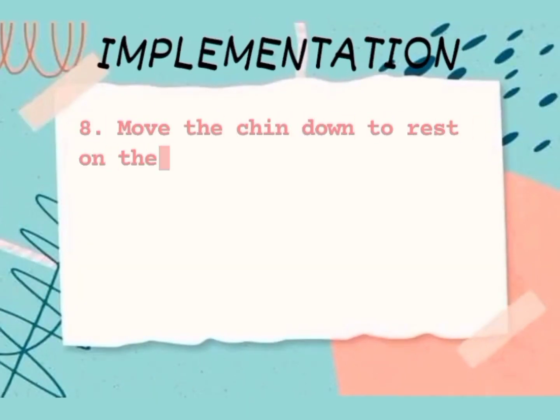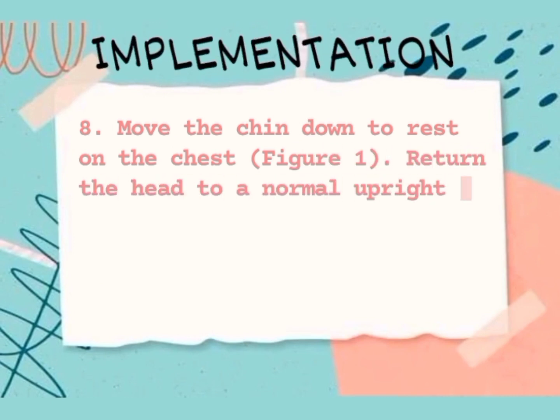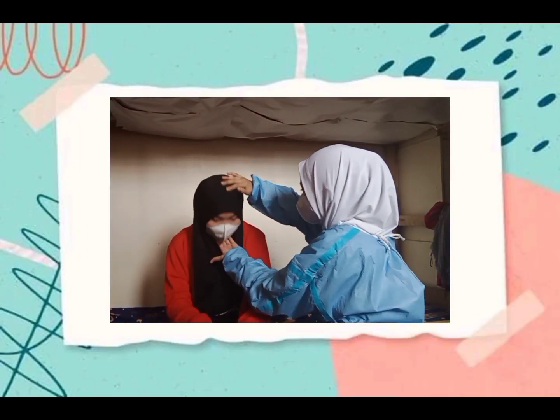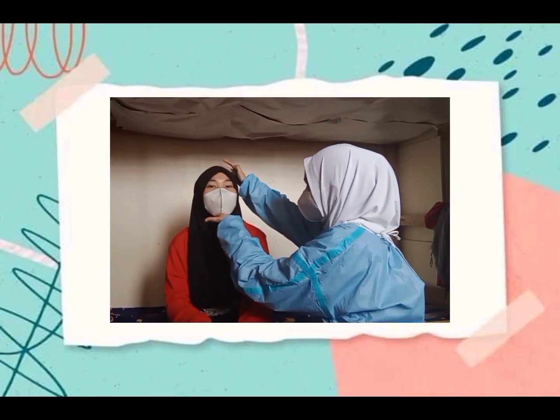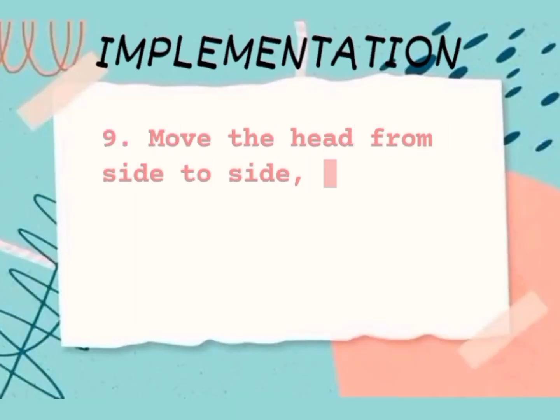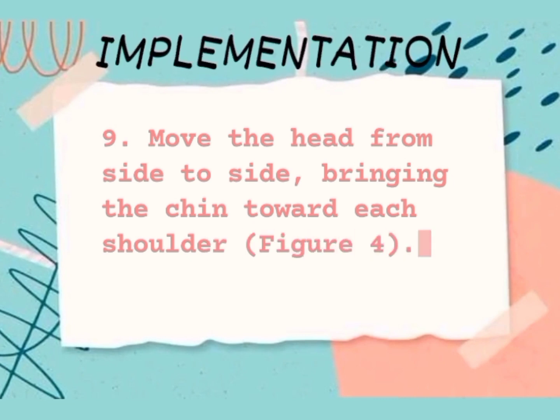Move the chin down to rest on the chest. Return the head to a normal upright position. Tilt the head as far as possible toward each shoulder. Move the head from side to side, bringing the chin toward each shoulder.